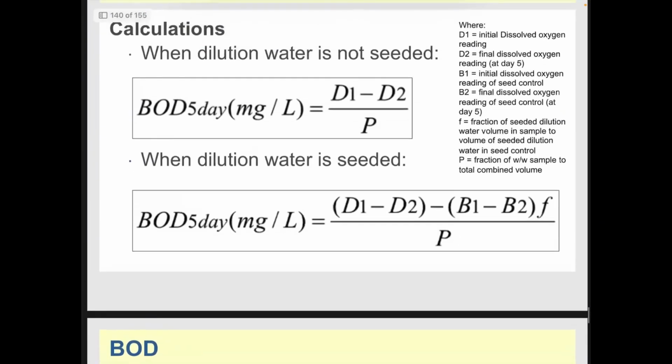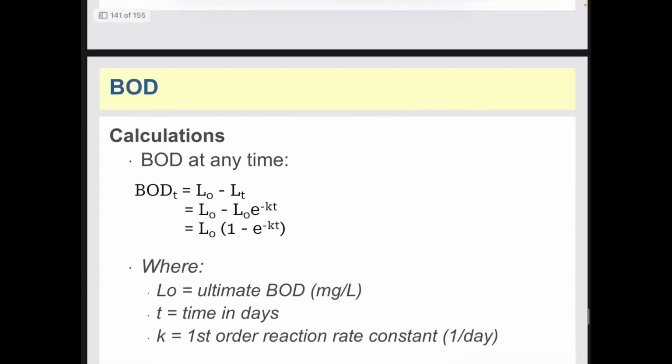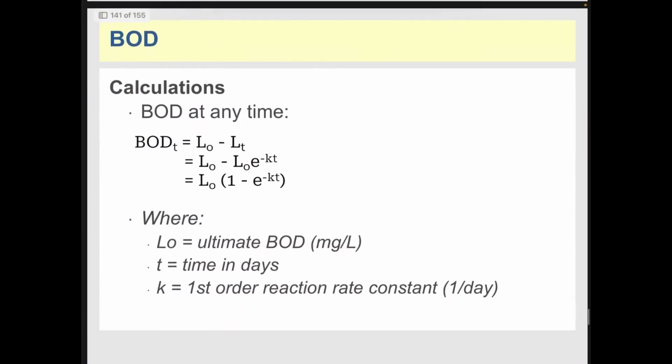Usually with D1 and D5, or B1 and B5, or even B10, you can get the BOD. But how about calculating BOD at any time? It is through this formula. BOD at any time, or BOD T, is equal to the ultimate BOD.